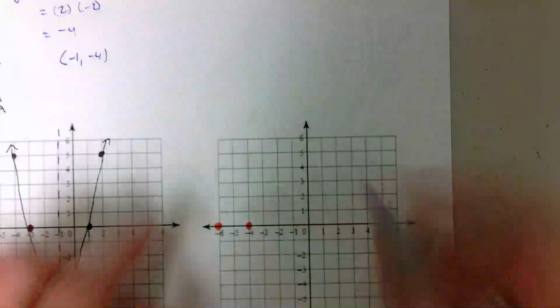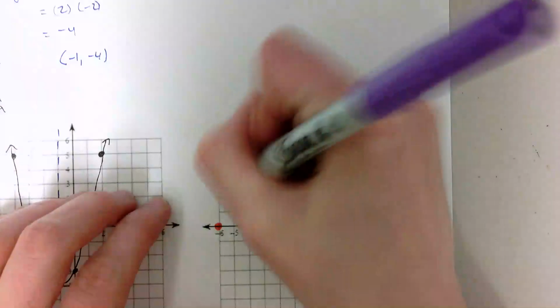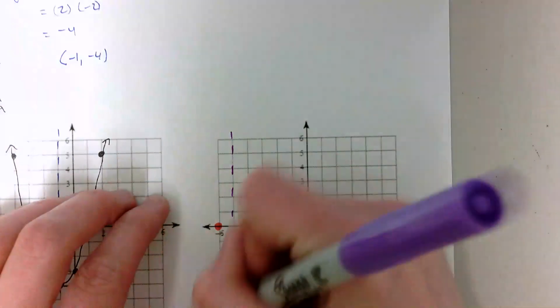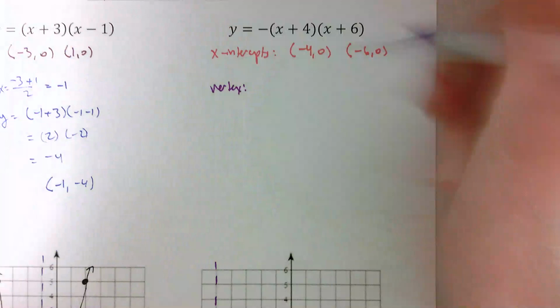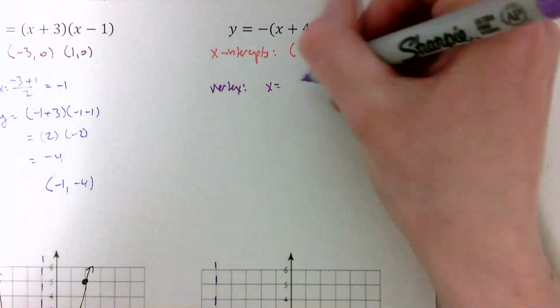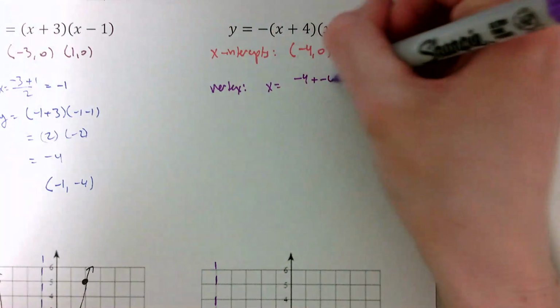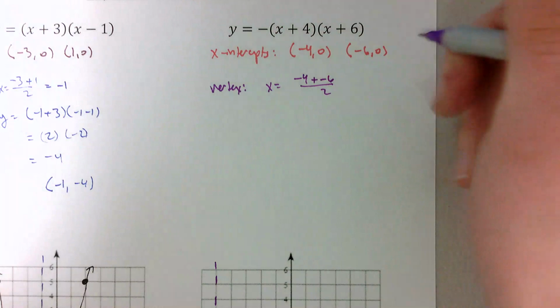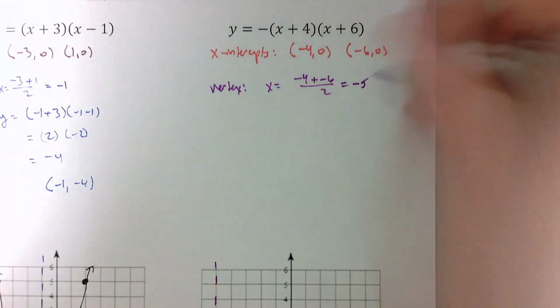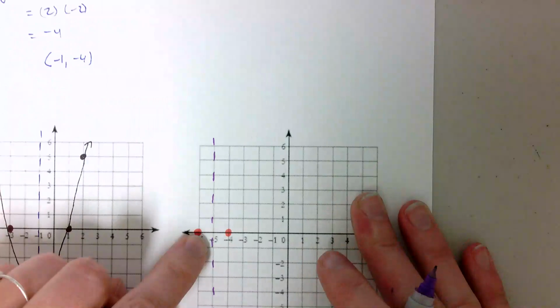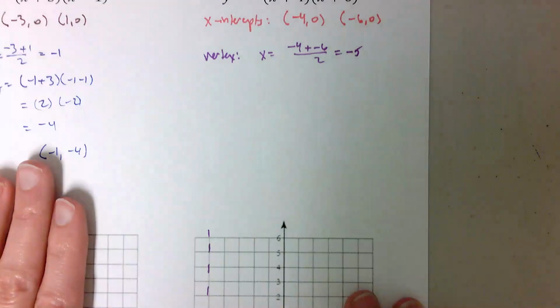You can just count in between these and say, oh, look, my axis of symmetry is at -5. It's right in the middle. Or you can come back up here and use that formula. So to find the x coordinate, it would be -4 plus -6 divided by 2, which is -10 divided by 2, which is -5. It gets you the same number that we found here. So you can do it either way.